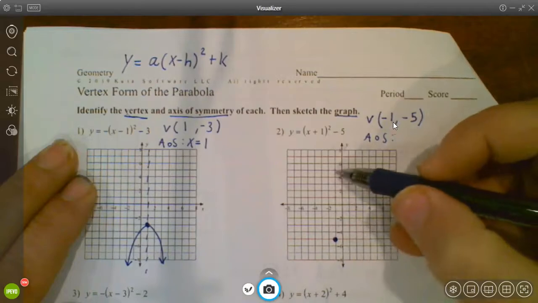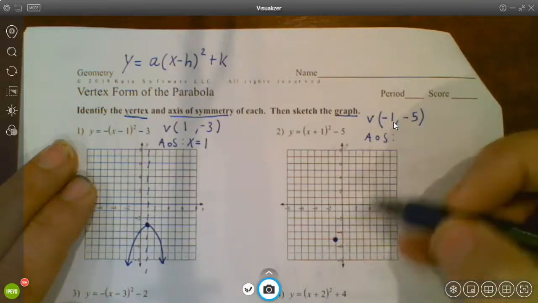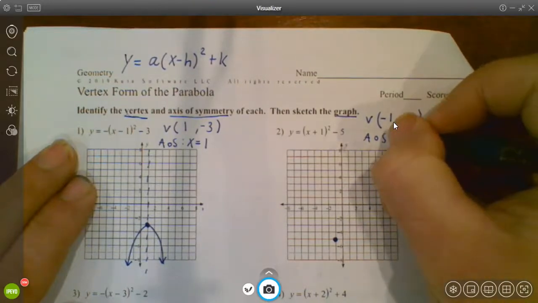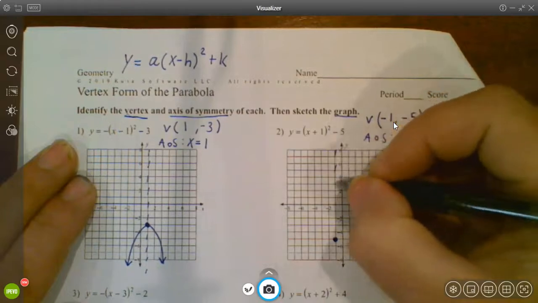And so my axis of symmetry needs to run right down the center of my graph through the vertex. Okay, so in this case, my x-coordinate is -1. So we're going to say x equals -1. And that's going to be our axis of symmetry.